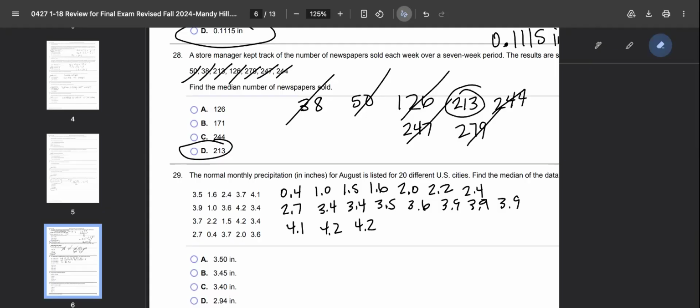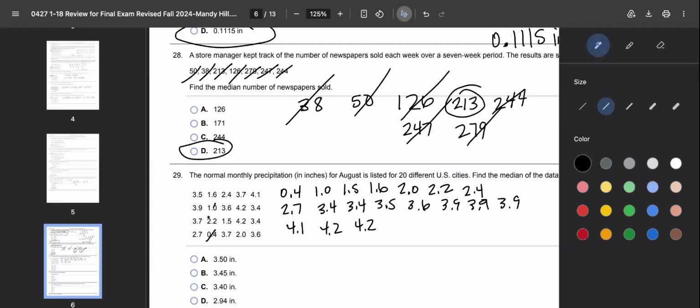Okay. Let me see where I got off here. So we wrote down, or I wrote down 0.4, 1.0, 1.5, 1.6, 2.0, 2.2, 2.4, 2.4. Where are you? 2.4. Right there. 2.7, 3.4. Apologize for this. 3.4, 3.5.